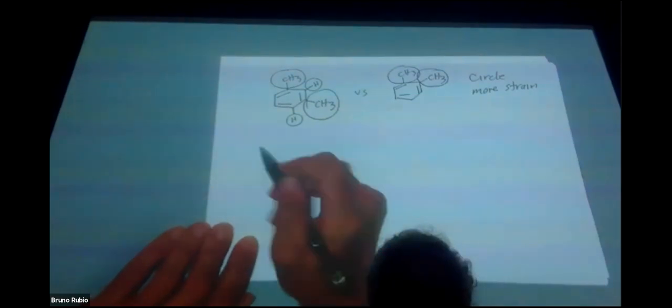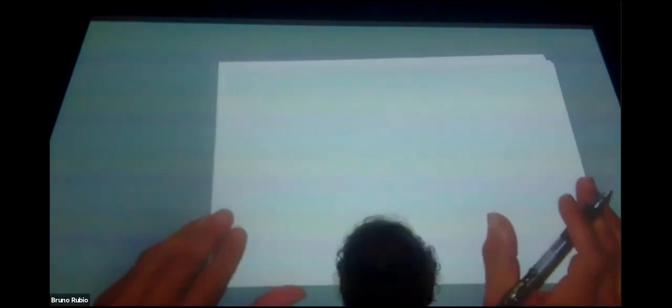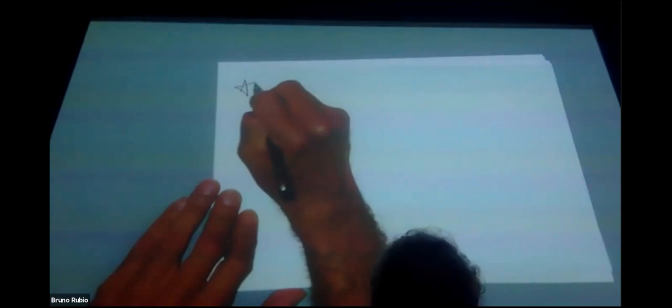Okay, the next kind and the final kind of strain that we're going to be talking about is called torsional strain.